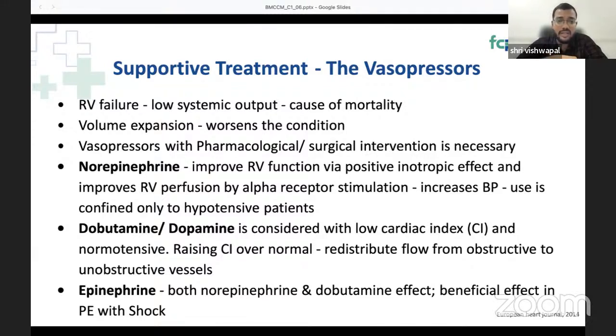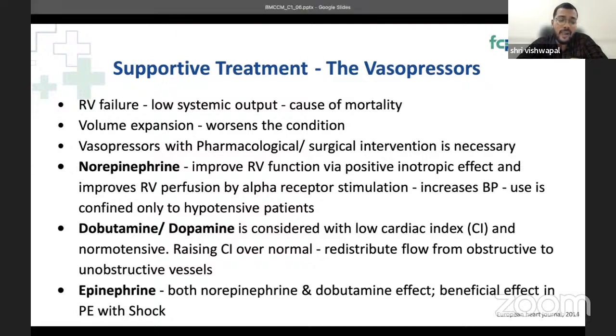So in such conditions, we could use vasopressors or inotropes. We have norepinephrine, which improves RV function via positive inotropic effect and improves RV perfusion by alpha receptor stimulation. It also increases the blood pressure, and its use is confined only to hypotensive patients. If the patient is hypotensive, we will use only norepinephrine.